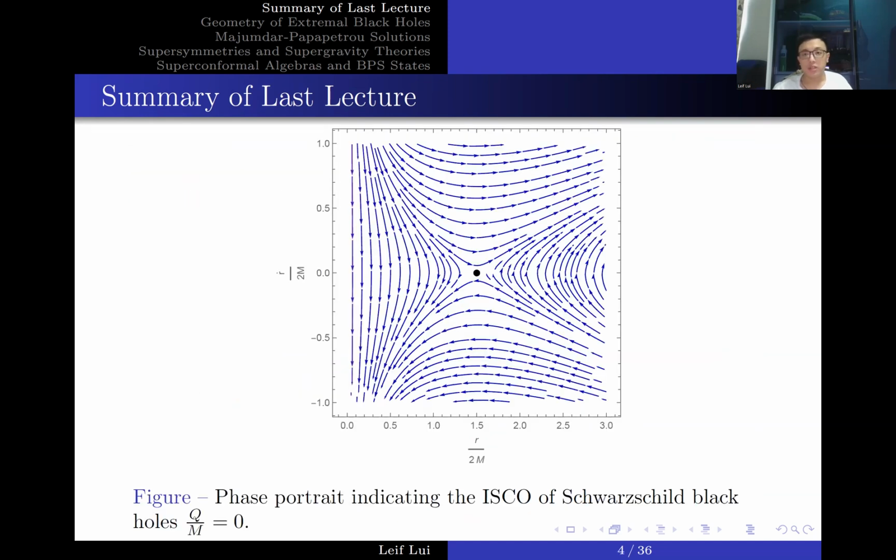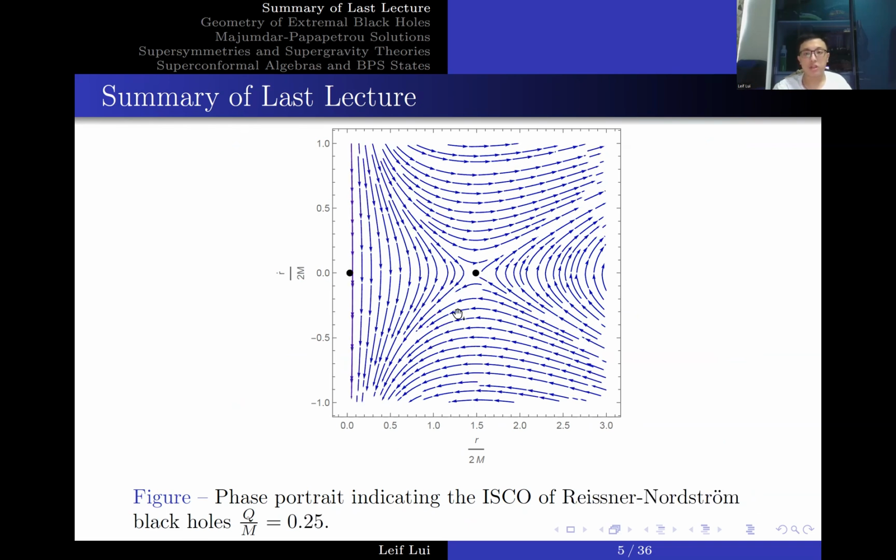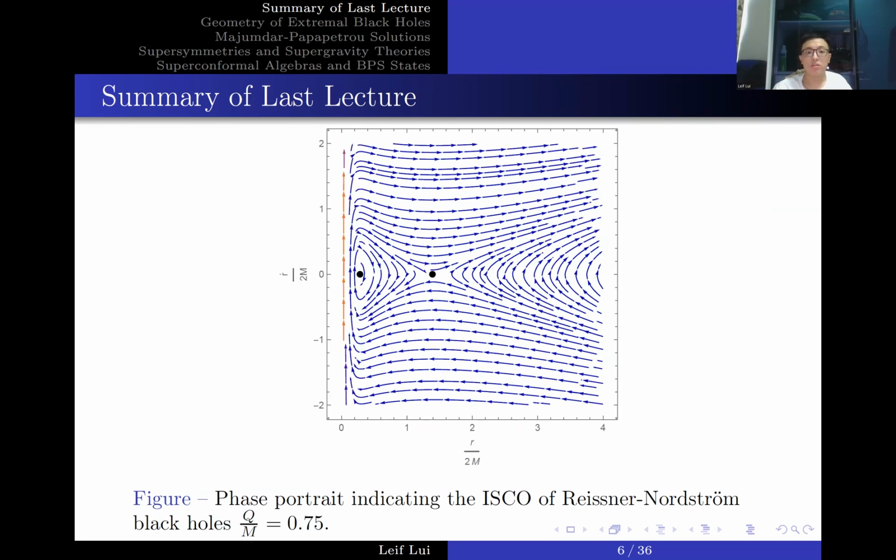After obtaining the conditions, I showed you how to plot phase portraits in Mathematica, and the black dot represents the location of the ISCO. For the Schwarzschild black hole, it's at about 1.5 Schwarzschild radii. If we slowly increase the charge to mass ratio, we see that there are two stable points, indicating that there are two ISCOs. This makes sense because charged black holes have two event horizons, so it makes sense that they have two ISCOs. By increasing the charge to mass ratio further, we see that the stable points get closer and closer together.